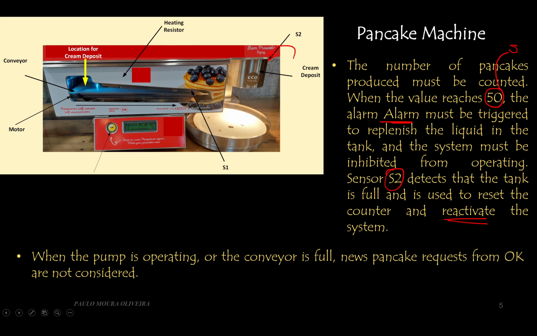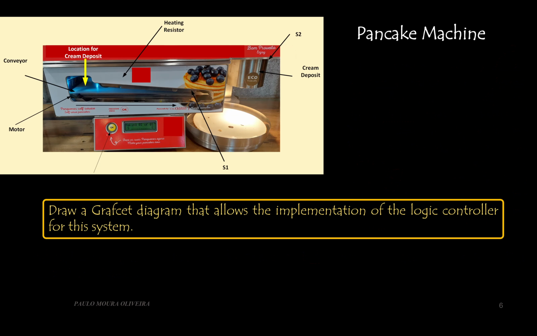Also, when the pump is in operation, or the conveyor belt is full with 3 pancakes, you can press the OK button, but this order is not going to be considered. So we could do this with ladder diagrams or otherwise, but in this case we are going to draw a Grafcet diagram, which would enable us to implement the PLC program.